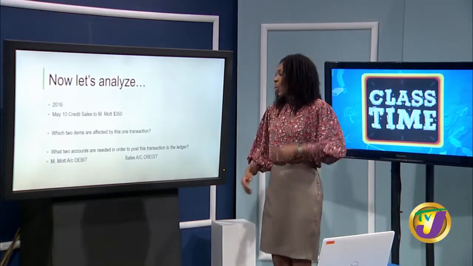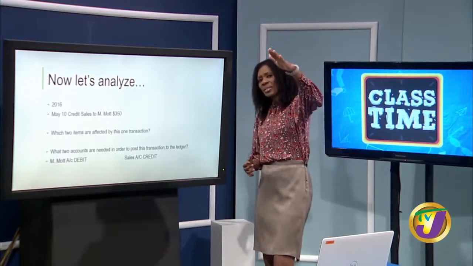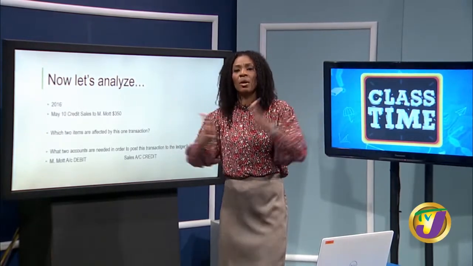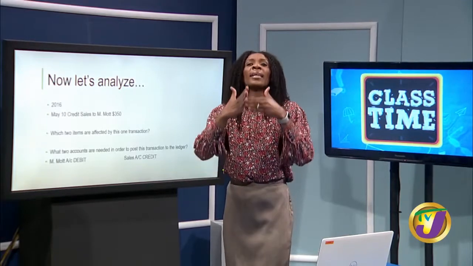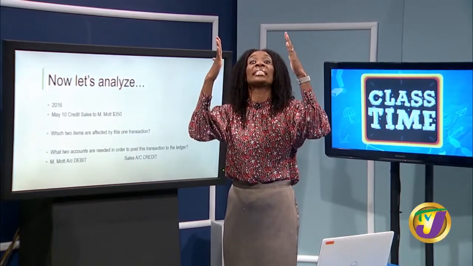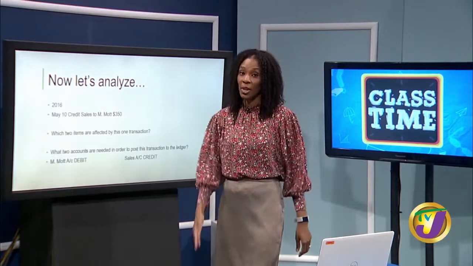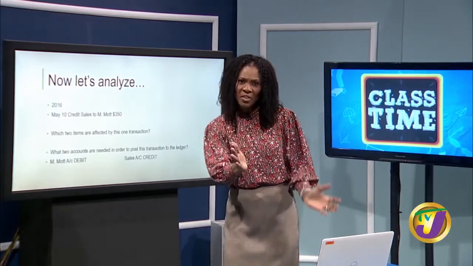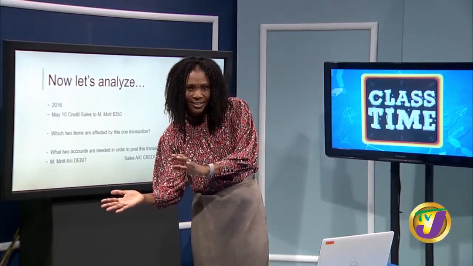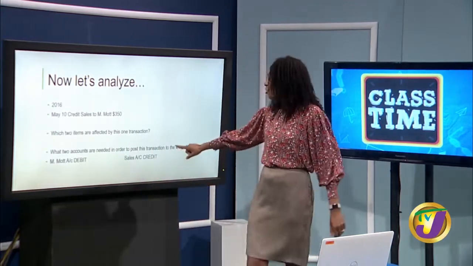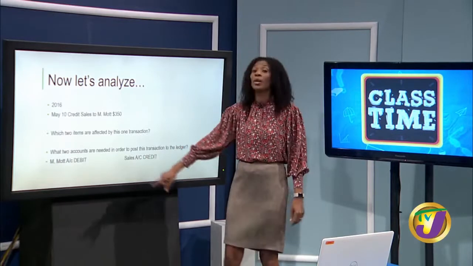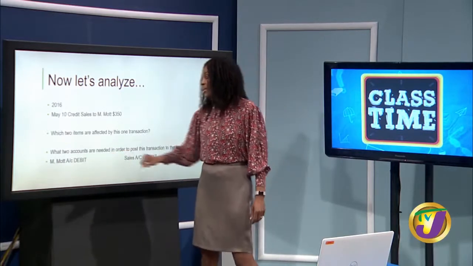Now, sales will be representing a what? Increase or a decrease in stock? Come on, pay attention, focus. Yes, it's going to represent a decrease. Beautiful. Stock is an asset. Whenever there's a decrease in assets, what are we going to do? Credit the account. So here we would credit the sales account and we would debit Mott's account.